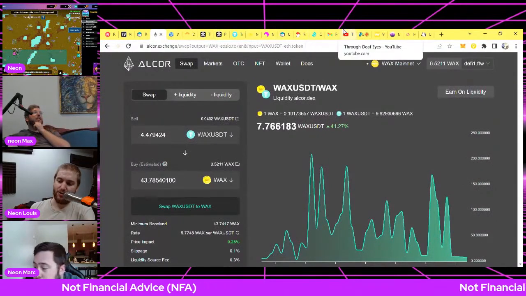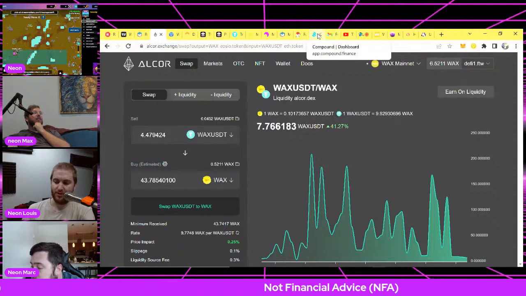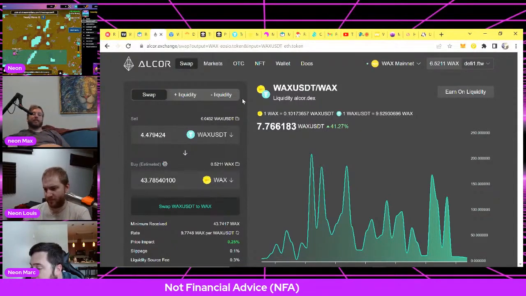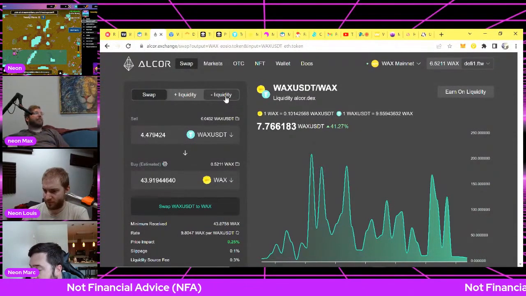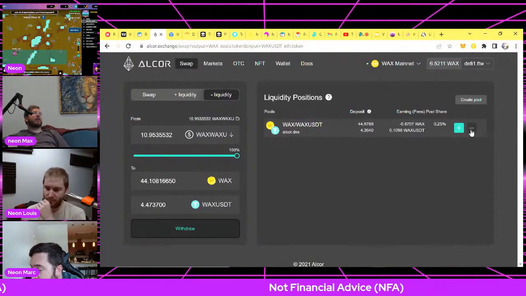Vodka says, Max, go trade spread on Alcor, it's the best strategy to go to 1,000 WAX, then do true trading. Okay, let's do that. Should we do it just for WAX USDT? That might be a good move here.